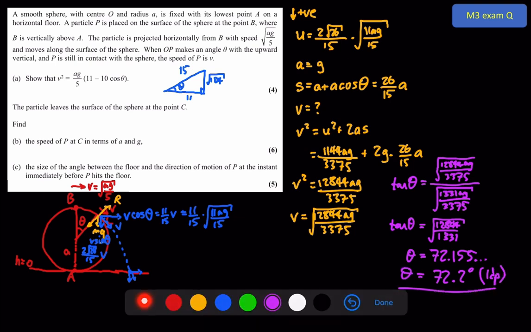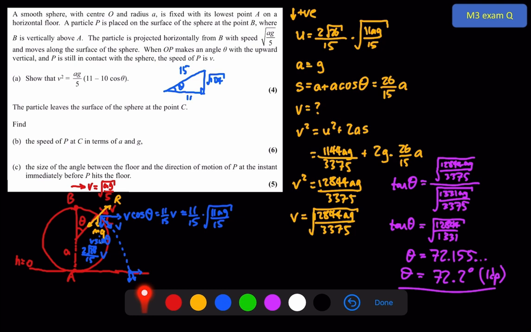Now I realize I've used the same variable for different things in the same question. That's not a great practice. This v is different to this v, this theta is different to this theta, but I hope you followed what I've done as I've talked through it. A lot of parts to this sort of question, but hopefully if it comes up in an exam, it will be a very similar process.